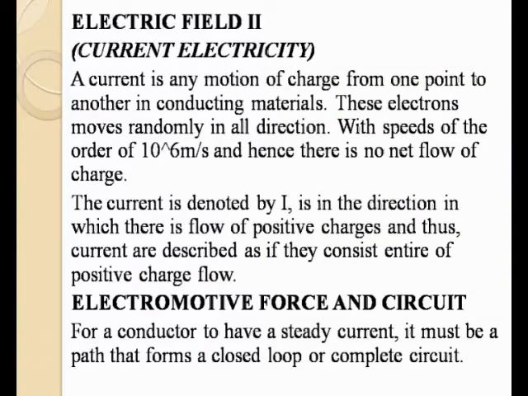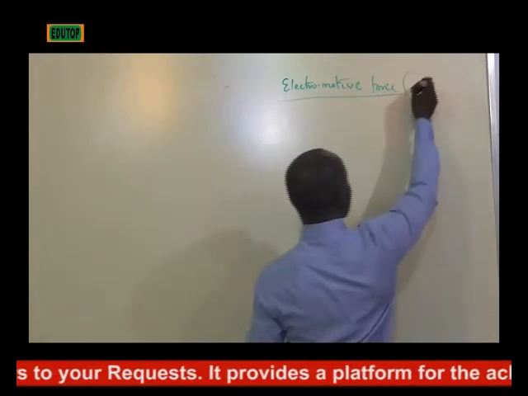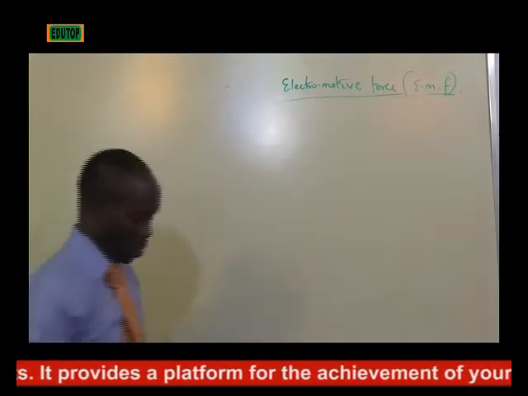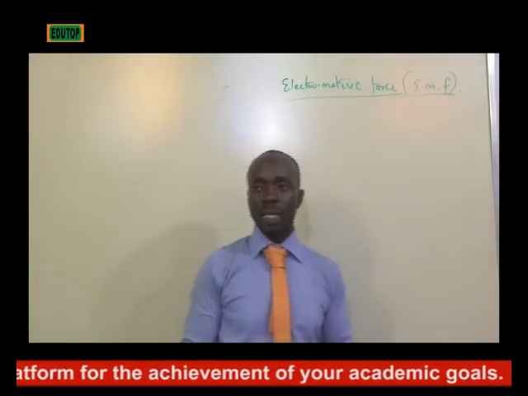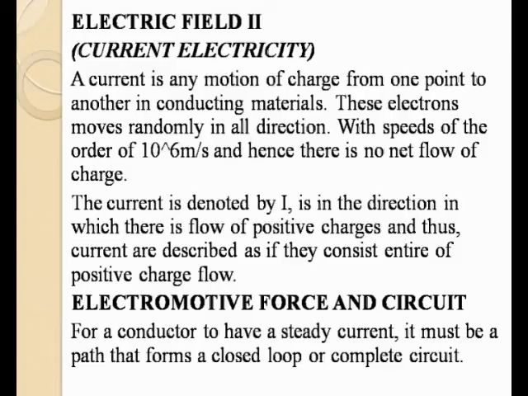Now let's go to another very good term: electromotive force. We call it EMF. Scientifically, we call it EMF. You used to hear, what's the EMF of that metallic wire? You have to know what EMF actually means. Now, a statement says, for a conductor to have a steady current, it must be a path that forms a closed loop or a complete circle. I hope you are getting it.